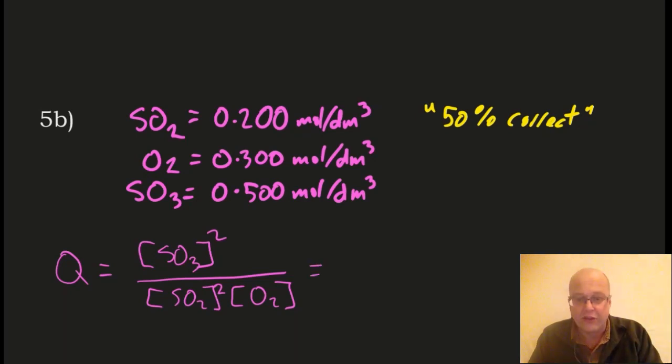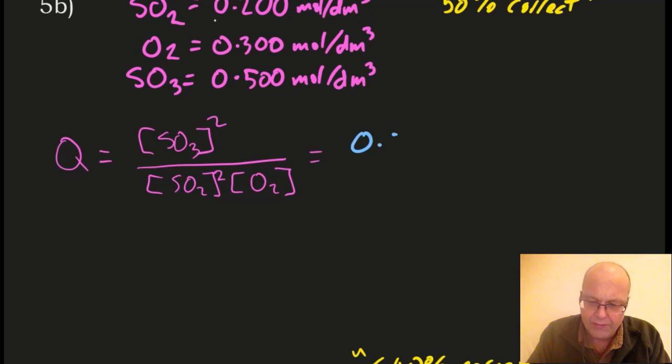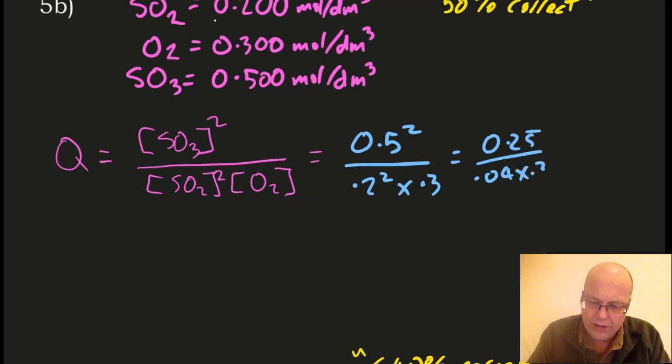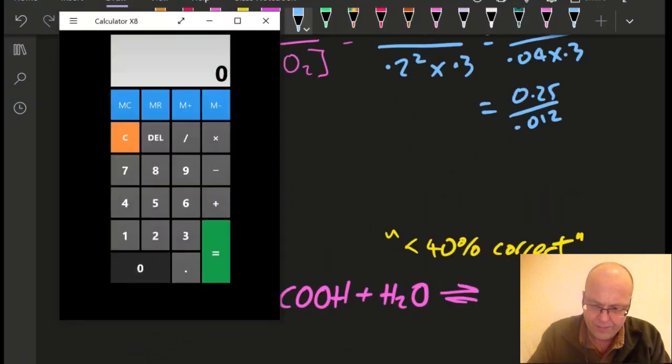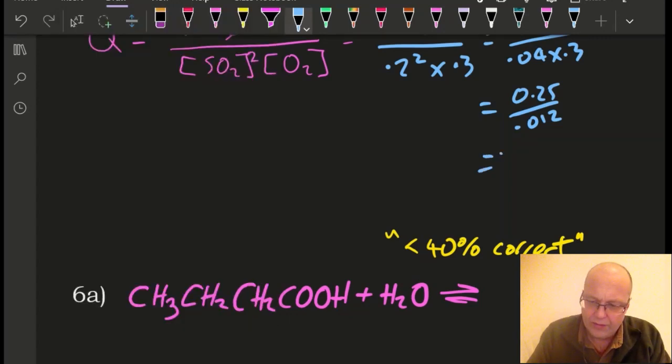So let me work out this value for Q, the reaction quotient. 0.5 squared, I'm keeping the sig figs straight in my head though, over 0.2 squared times 0.3. That's 0.25 over 0.04 times 0.3. So that's going to be 0.25 divided by 0.012. Okay, so I'm going to stick with 3 sig figs, so that's 20.8 is Q.